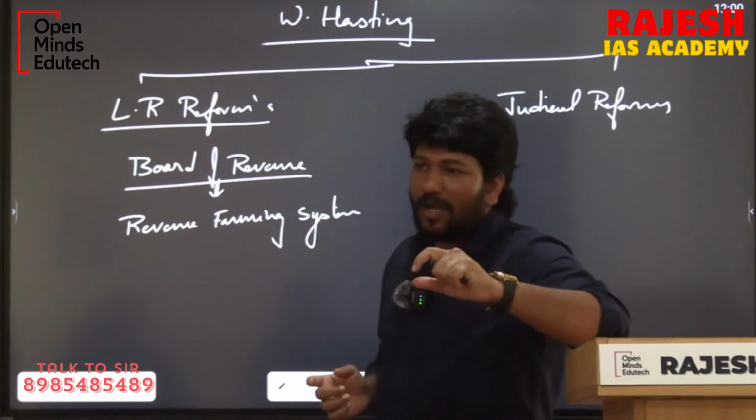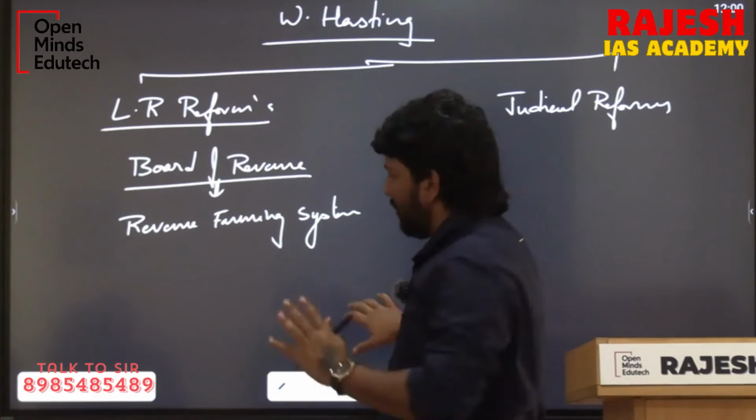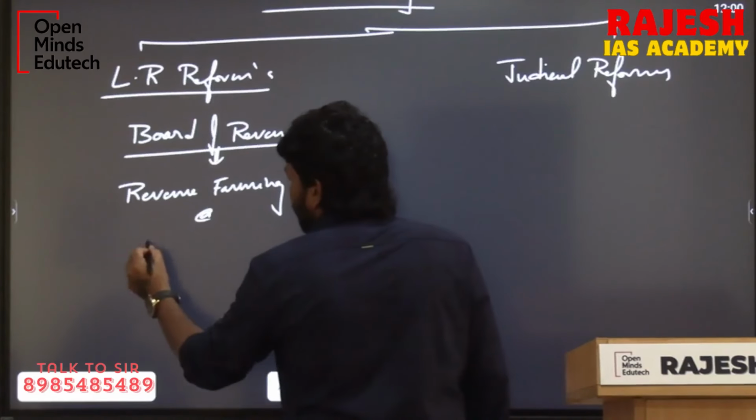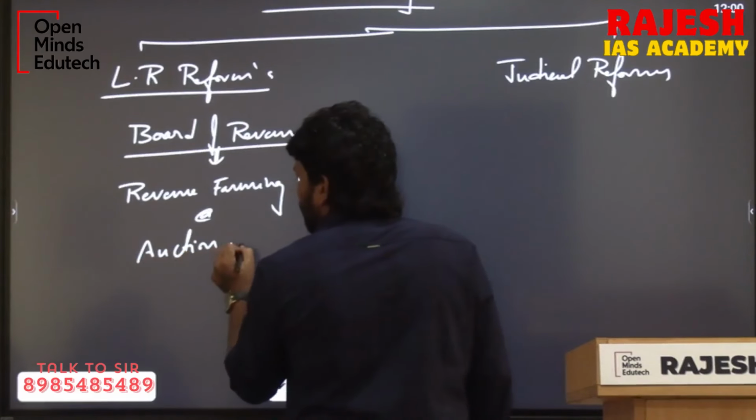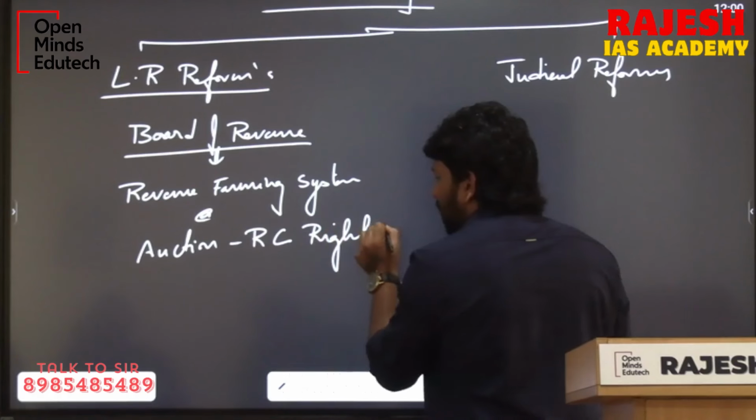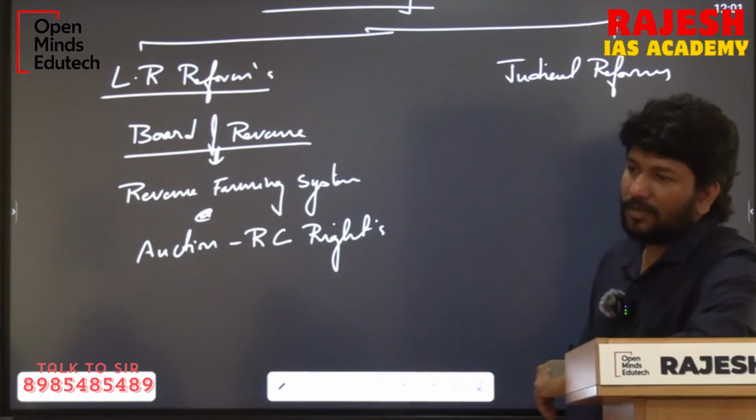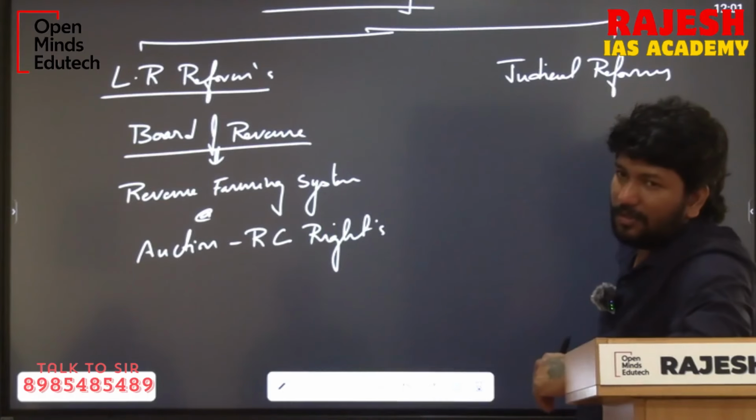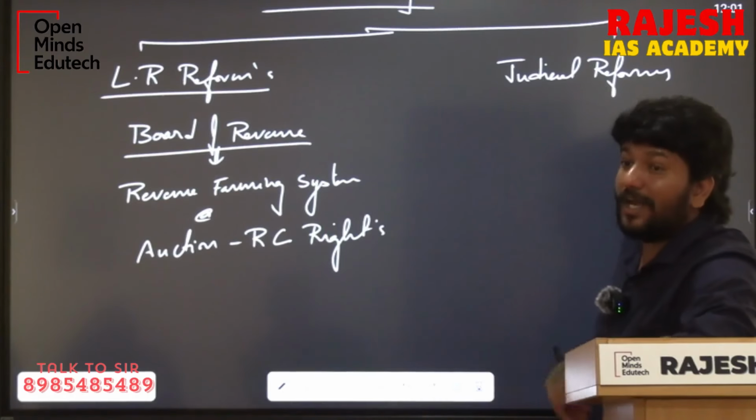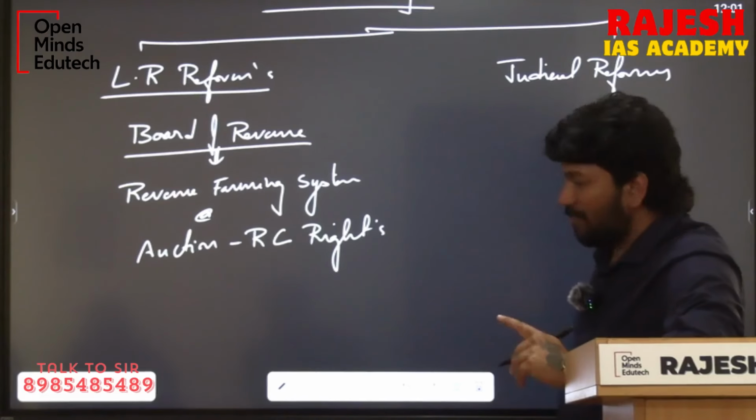Auction. And rights will be given to whom? The highest bidder. Revenue farming is the auctioning of revenue collecting rights. To whom will it be given? The highest bidder.